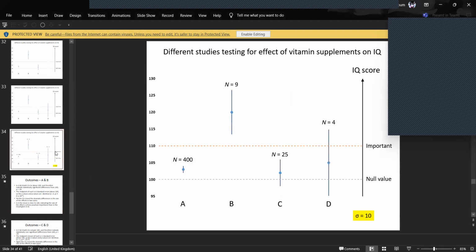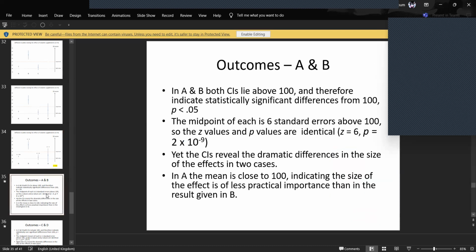And so in A, the mean is close to the 100 null value. And so the treatment for A doesn't really say that it's helpful, but the treatment for B does say it's helpful. So in A, the mean is close to 100, which tells you that the effect size is less important than the effect size that you get in B.